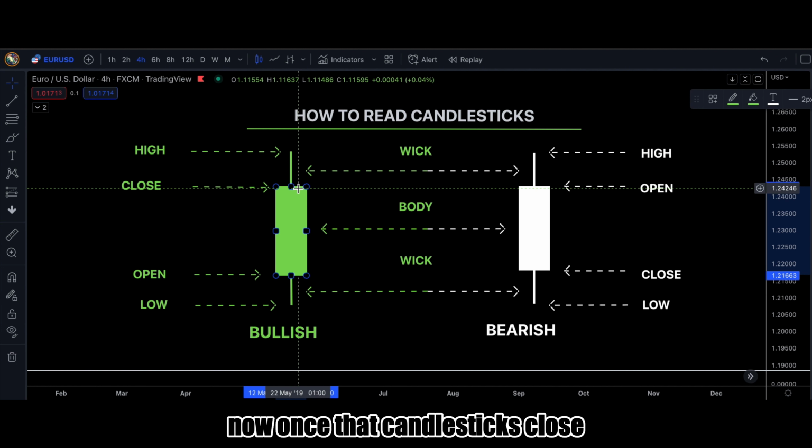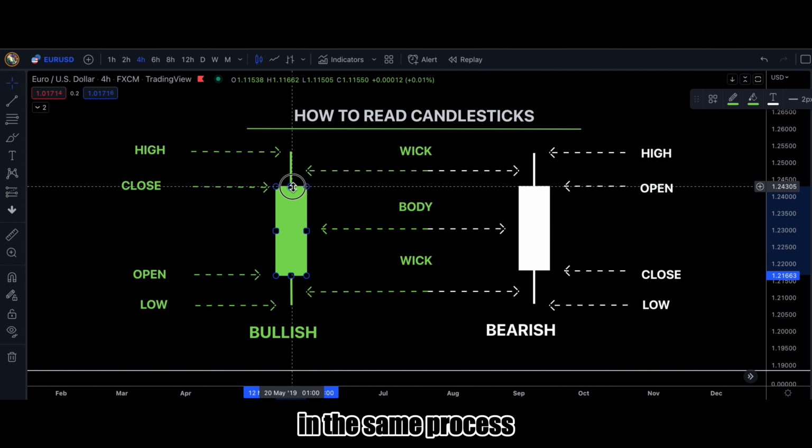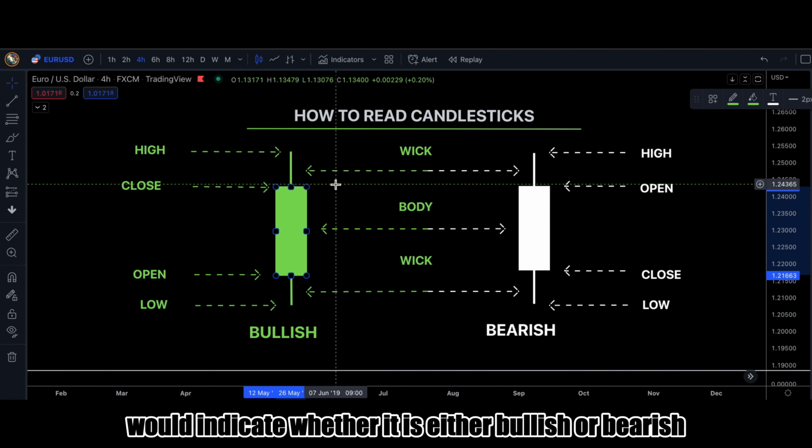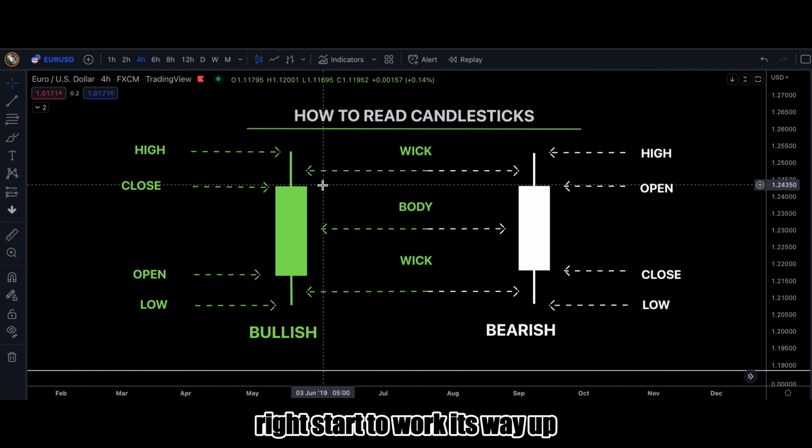Now, once that candlestick's closed, a new candlestick would open in the same process that we did down here. And then from there, it would indicate whether it is either bullish or bearish, right? Start to work its way up.